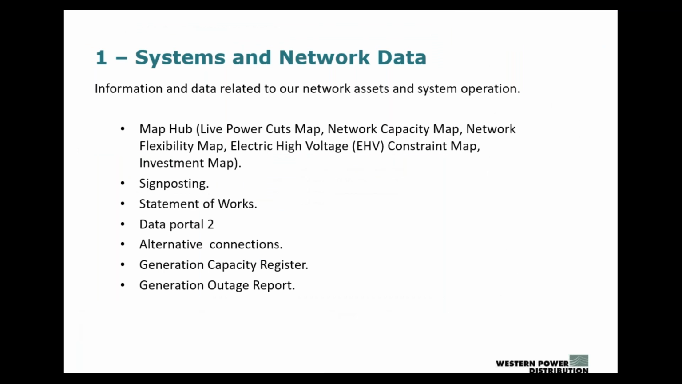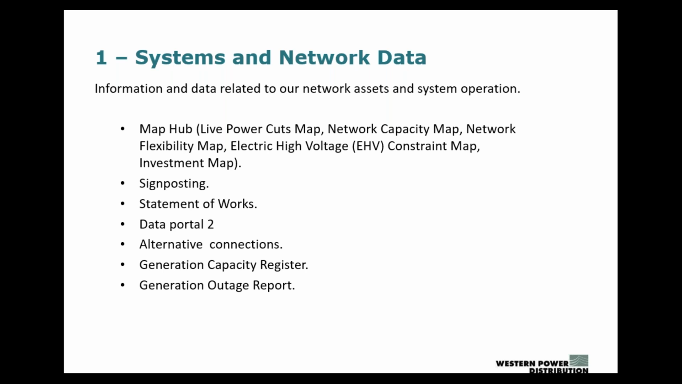Let's take systems and network data. This is where WPD shares information and data related to our network assets and system operation. The Map Hub: with so many different mapping systems shared, it made sense to create a mapping hub which encompasses all of our shared mapping in one place. Such things as live power cut maps, the network capacity map, network flexibility map, even the electric vehicle capacity map and constraint maps. Signposting information will direct flexibility providers to different distribution needs.